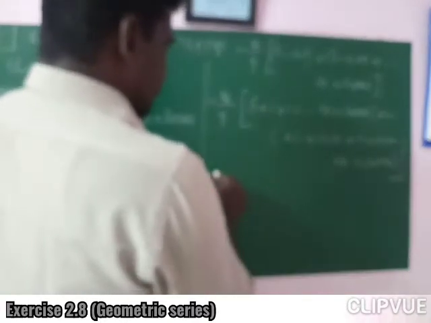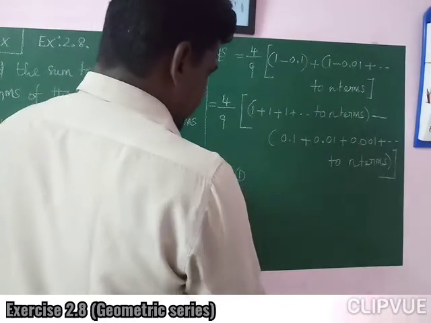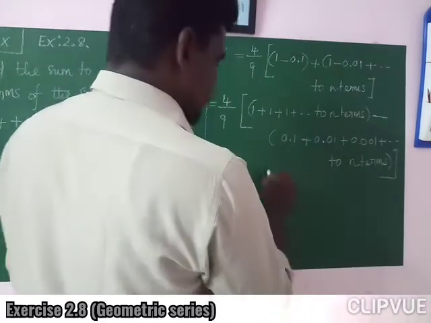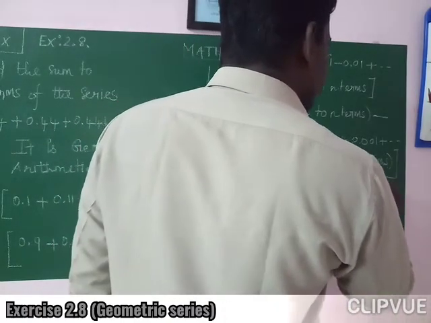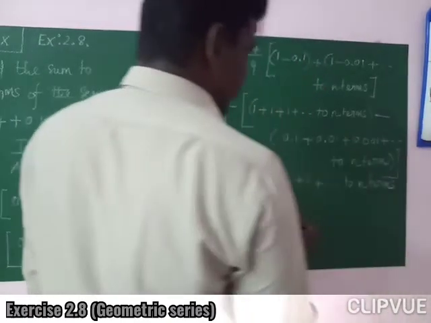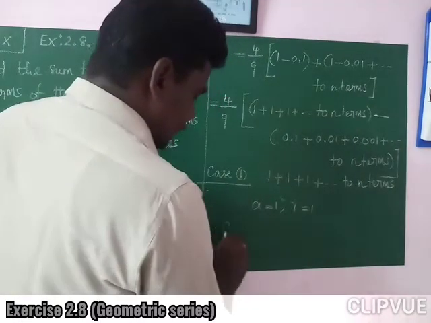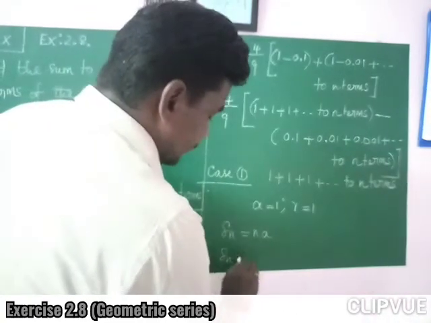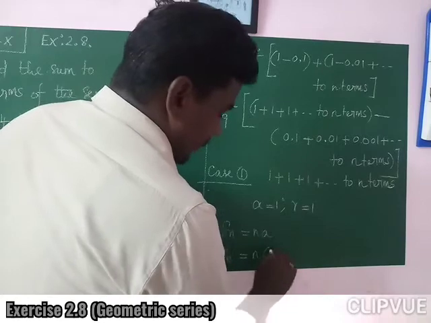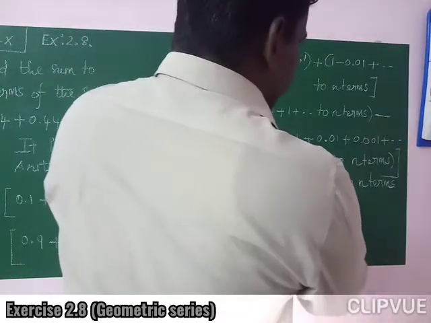So the first one, case 1, we are going to simplify this 1 plus 1 to n terms. We know the formula. Here a is equal to 1, r is also 1. So Sn equal to na. So Sn equal to n into a value 1. So Sn is equal to n. The first case is over.